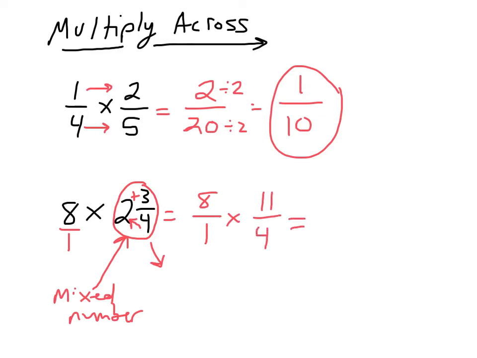Now I'm just multiplying across. 8 times 11 is 88. 1 times 4 is 4, so it's 88 over 4. And 88 is divisible by 4. It goes in 22 times. So the answer is 22.